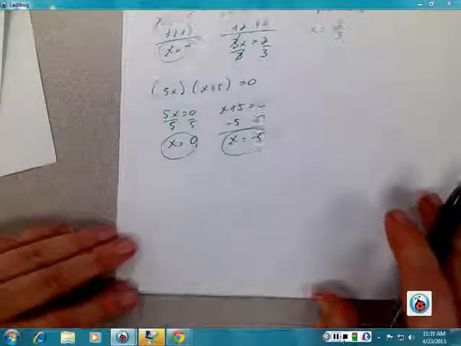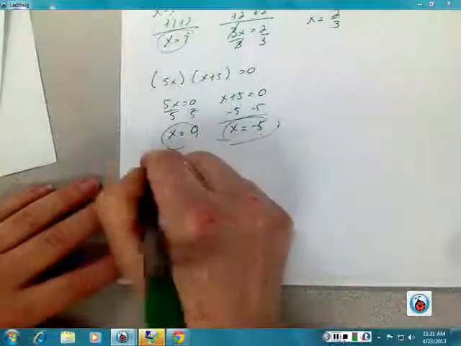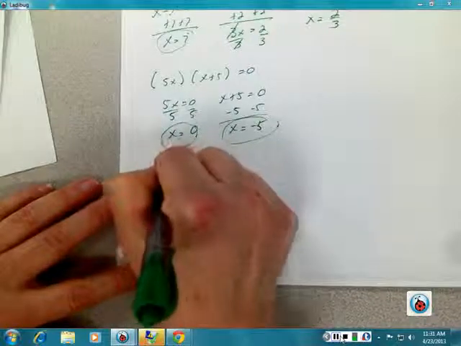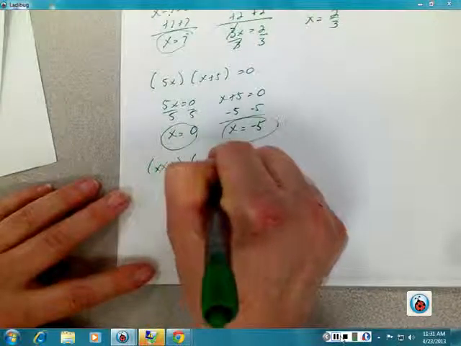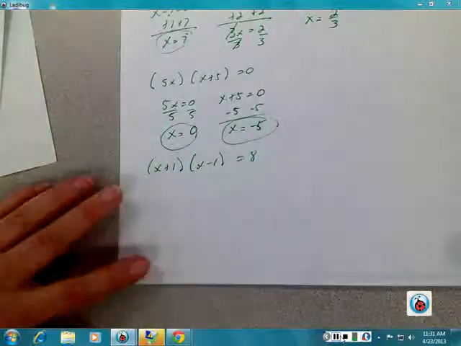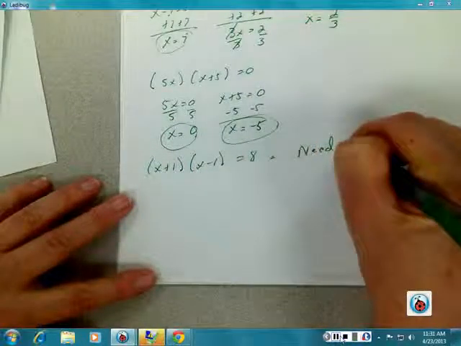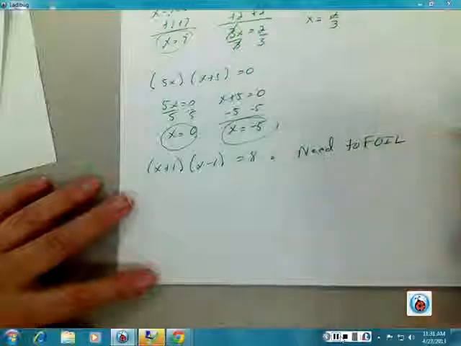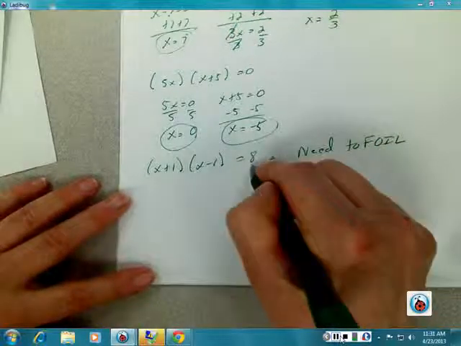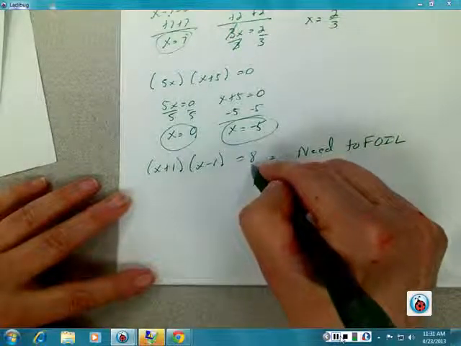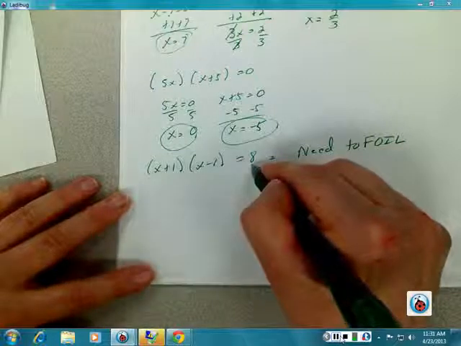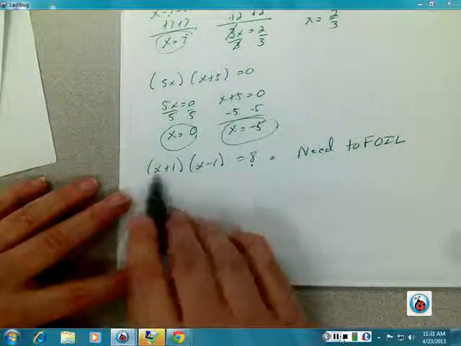Now, ones that you do need to FOIL, we might as well put one of those right in here at this point, is x plus 1, x minus 1 is equal to 8. This one I need to FOIL because it's not set equal to 0. Notice I have an 8 here. So in order to finish it and to solve it, I need to take this piece and FOIL this out.